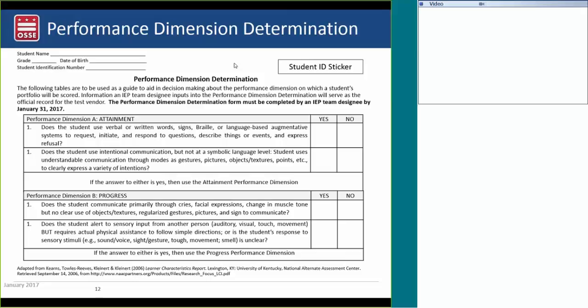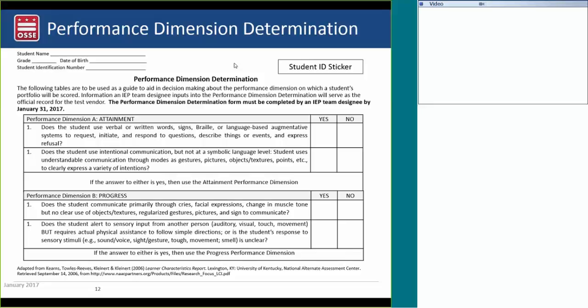Okay, these are kids without a reliable communication system. And by and large, there are a very small percentage of students, even within this population of students with significant cognitive disabilities, there is a relatively small percentage of students for whom you would respond yes under progress. They're out there. But by and large, 90% or more of your students are going to be attainment model kids because they have a reliable system of communication, even if it's not verbal.